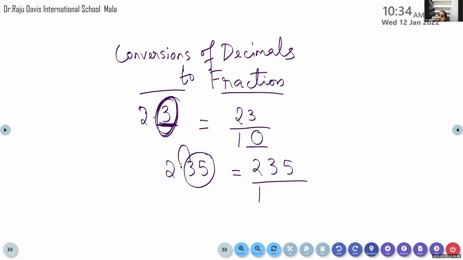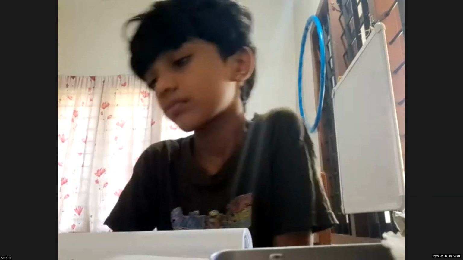So you have to write 2 zeros. Only this much. Is that easy? Yes. So children, you only have to follow this many steps for conversion of decimals to fraction.